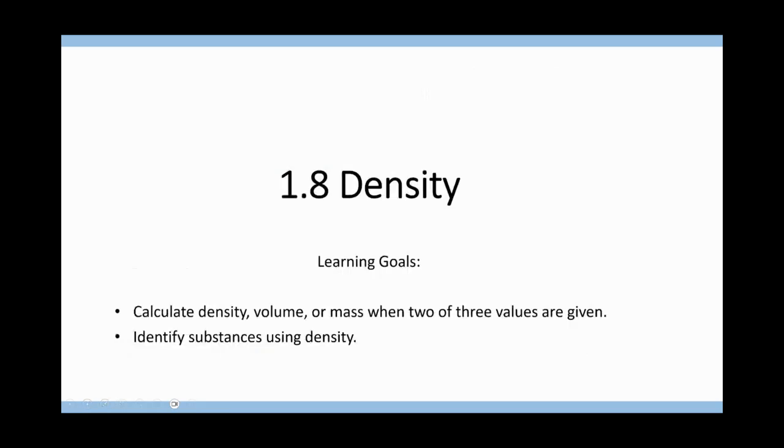And that brings us to section 1.8. So this is the last section of chapter 1. In the book, there is another section, 1.9, and that's all about temperature, but we've covered that throughout the unit. So in this section, we'll calculate density, volume, or mass when two of the three values are given, and then we'll be able to use density to identify substances.